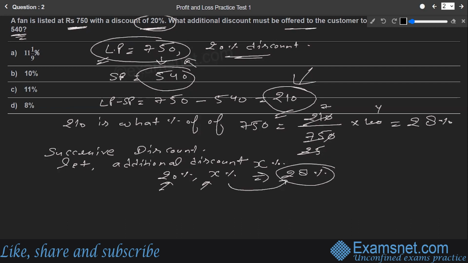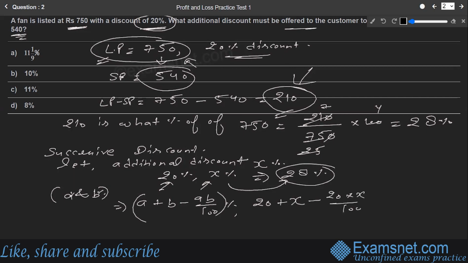So the successive discount formula is this: if you want to give successive discounts of A percent and B percent, that is equivalent to giving a discount of A plus B minus AB upon 100 percent. So let us put in our values. The first discount given is 20. The next discount we have to find out, which we have assumed as X. So 20 plus X minus 20 into X by 100. We have used this formula, and the ultimate discount should come out to be 28%, as we already calculated.